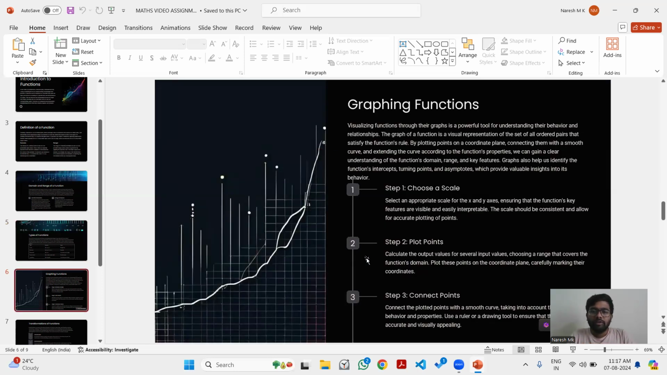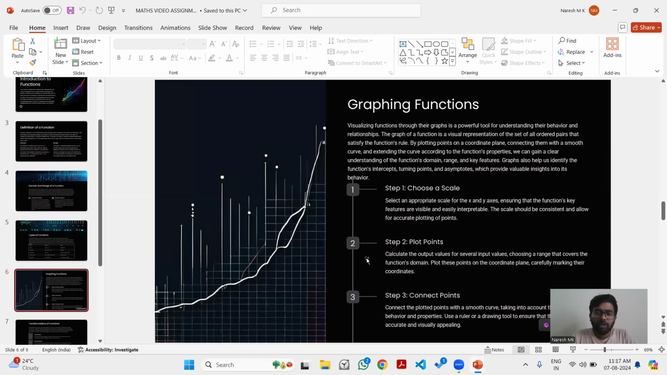Understanding the graph of functions. Visualizing functions through their graphs is a powerful tool for understanding the behavior and relationships of a function. The graph of a function is a visual representation of the set of ordered pairs that satisfy the function rule, made by plotting them on the coordinate plane, connecting them with a smooth curve, and extending the curve according to the function's properties. We can gain a clear understanding of the function's domain, range, and key features. The graph also identifies the function's intercepts, turning points, and asymptotes, which provide valuable insights into its behavior.